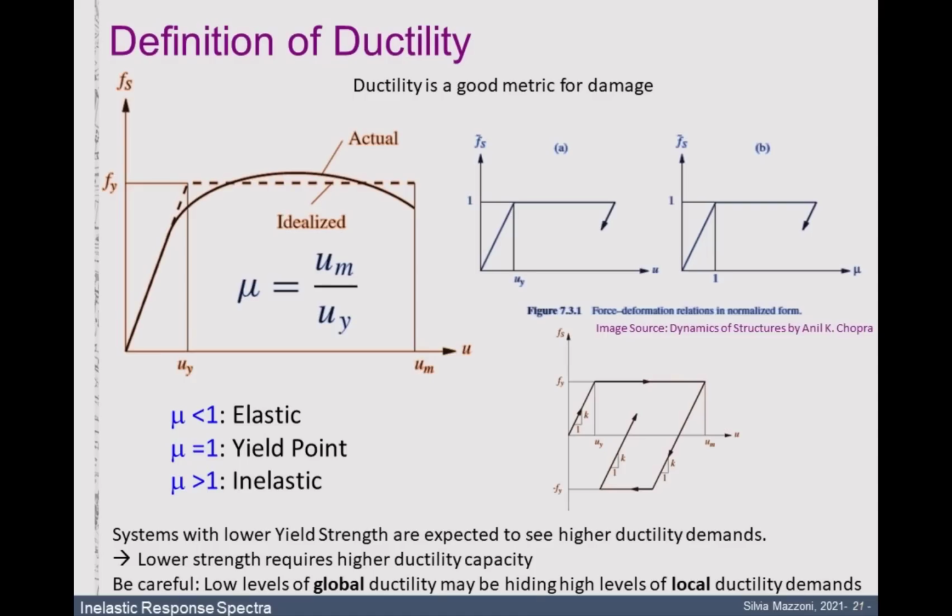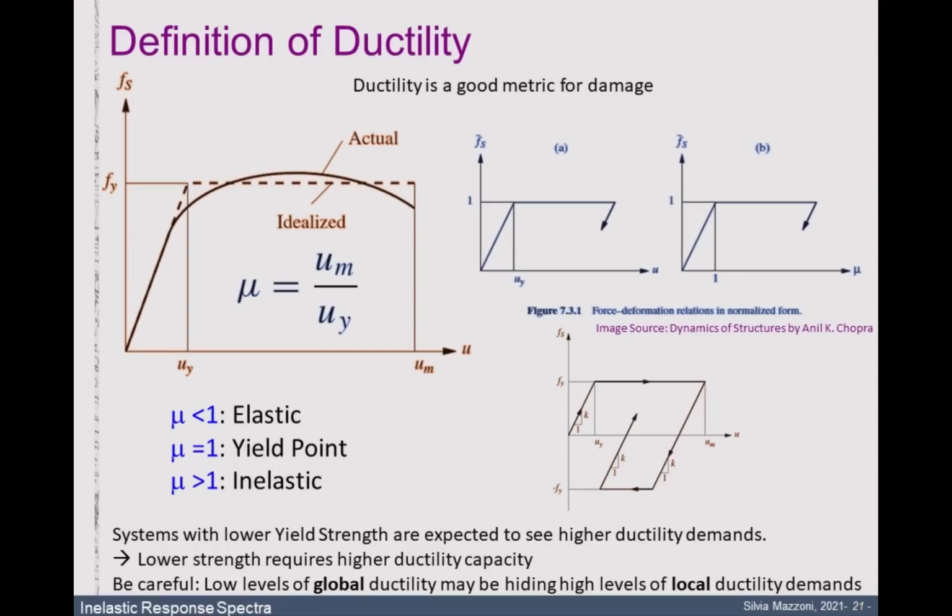Another set is when you bring in the definition of ductility. And why is ductility important? Well, ductility is a good metric of damage, and it's pretty much the ratio of your maximum displacement divided by the yield displacement. So if your ductility is less than 1, you're elastic. If it's greater than 1, you're inelastic. This is something we all know and take for granted, but it's really important in evaluating structures and the information that we get from our single degree of freedom system.